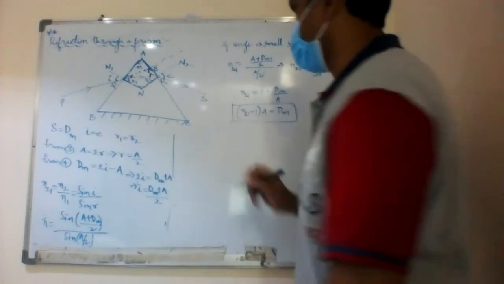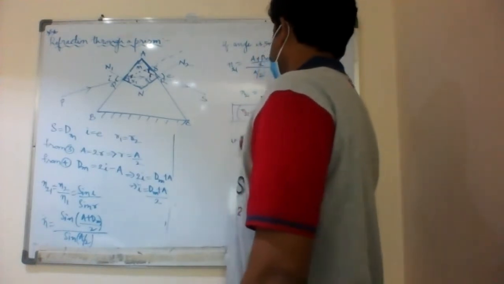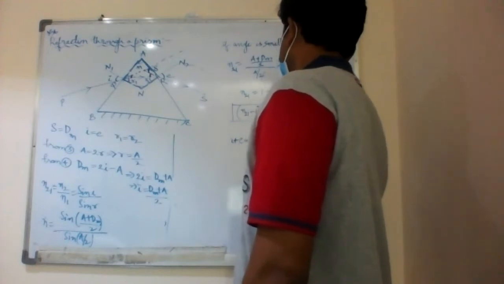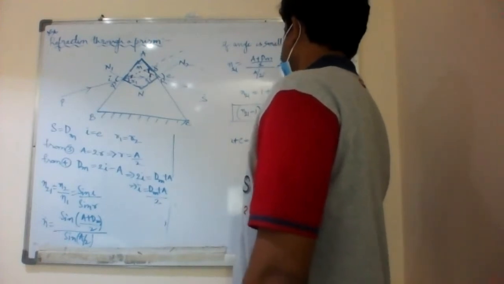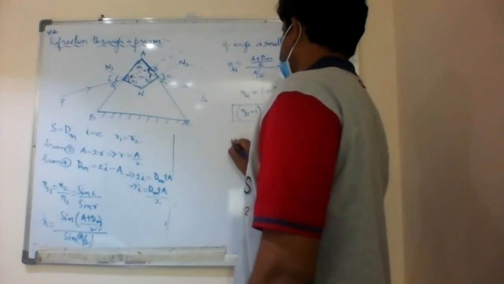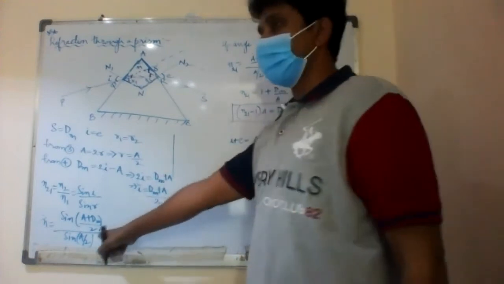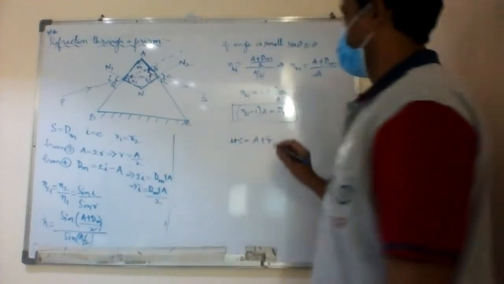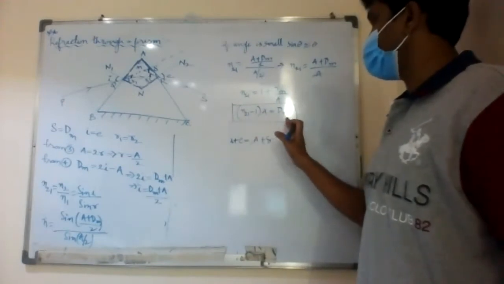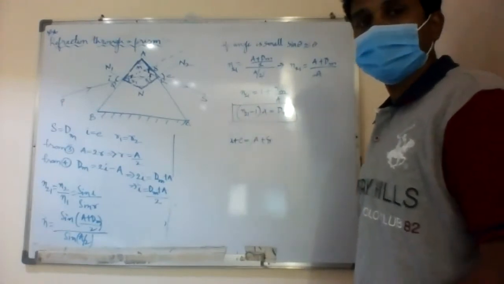What was the first formula? i plus e equal to A plus delta, right? That is, deviation: A plus delta. This is the first one. The second one is n is equal to sin of (A plus Dm) by 2 divided by sin A by 2. The third one is (n21 minus 1) A equal to Dm.